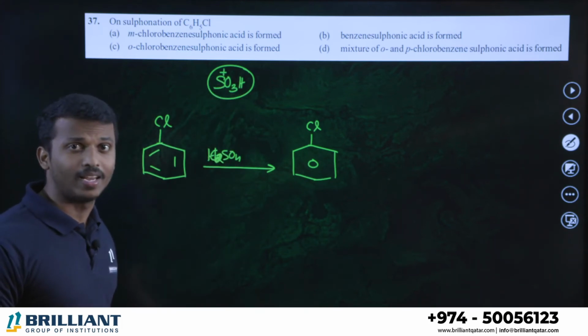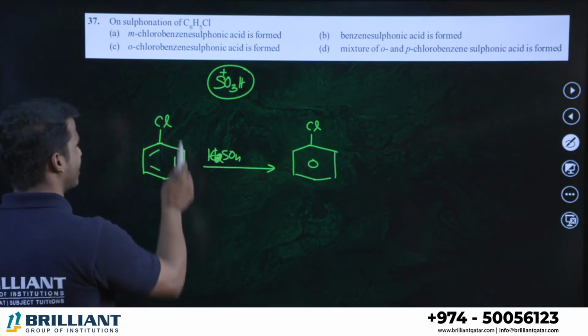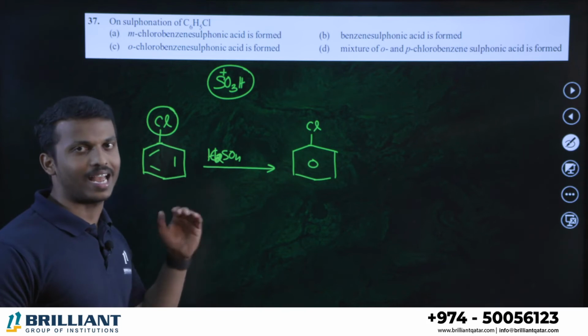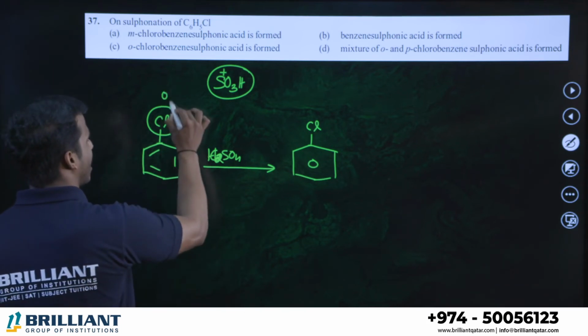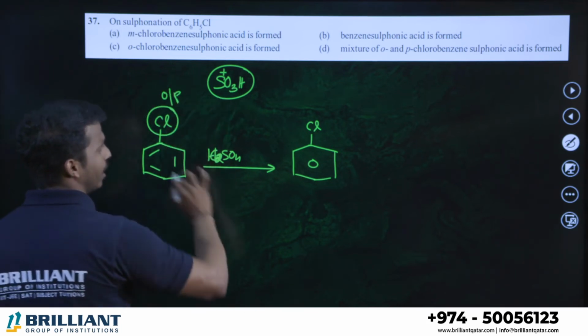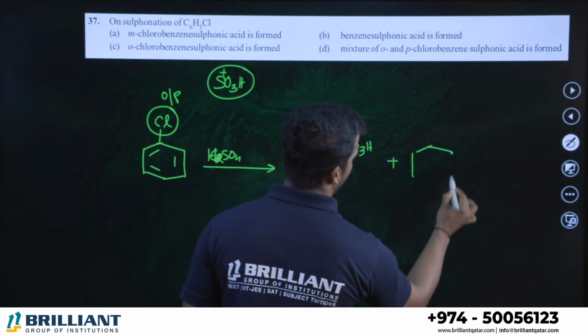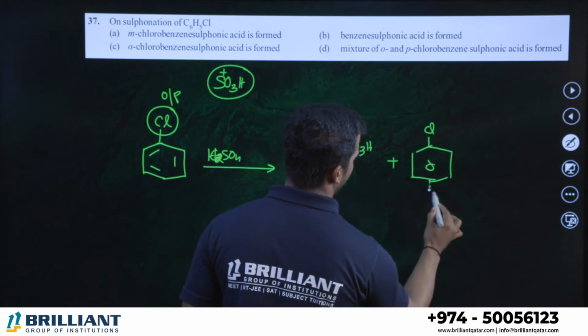That's decided by the existing group on the benzene ring. What is the existing group? Chlorine. Halogens on a benzene ring act as an ortho-para directing group. So the SO3H can go to the ortho position, and it can also go to the para position. You will get both products.